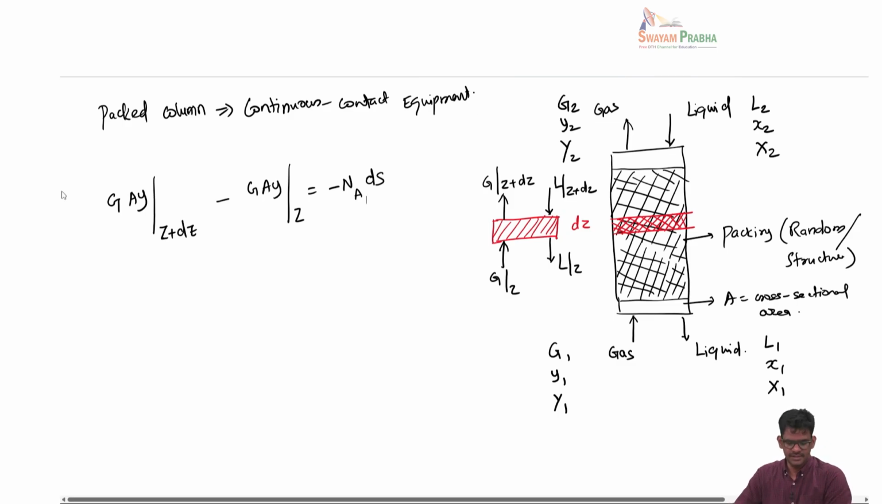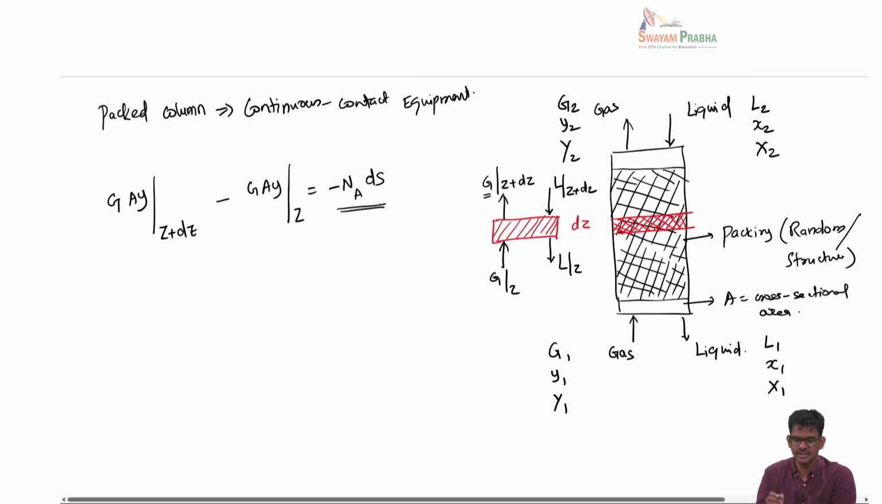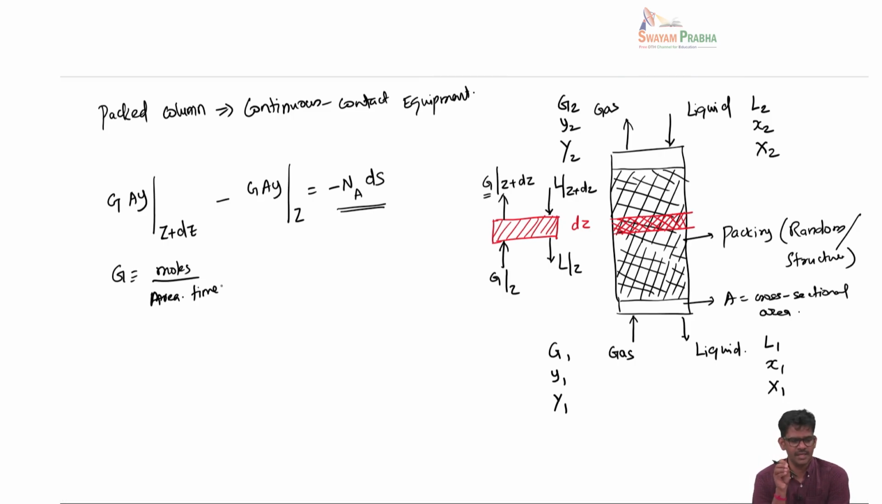So what I have done here is I am looking at the difference between the moles that are leaving at Z plus delta Z minus the gas that is entering at Z. That should be the difference. The difference between these two should be the net mass transferred. Okay, you may recall G is in the units of moles per unit area per unit time. Okay, the units of G is so many moles per unit area per unit time.